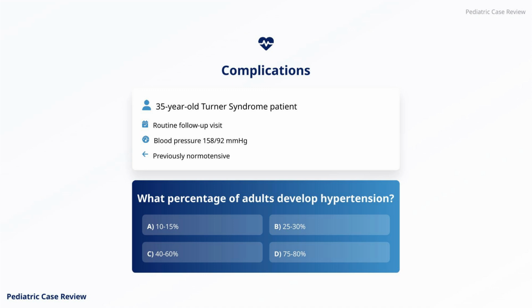A 35-year-old Turner syndrome patient presents for routine follow-up with blood pressure of 158/92 millimeters of mercury. She was previously normotensive. What percentage of adults with Turner syndrome develop hypertension? Option A, 10 to 15%. Option B, 25 to 30%. Option C, 40 to 60%. Option D, 75 to 80%.